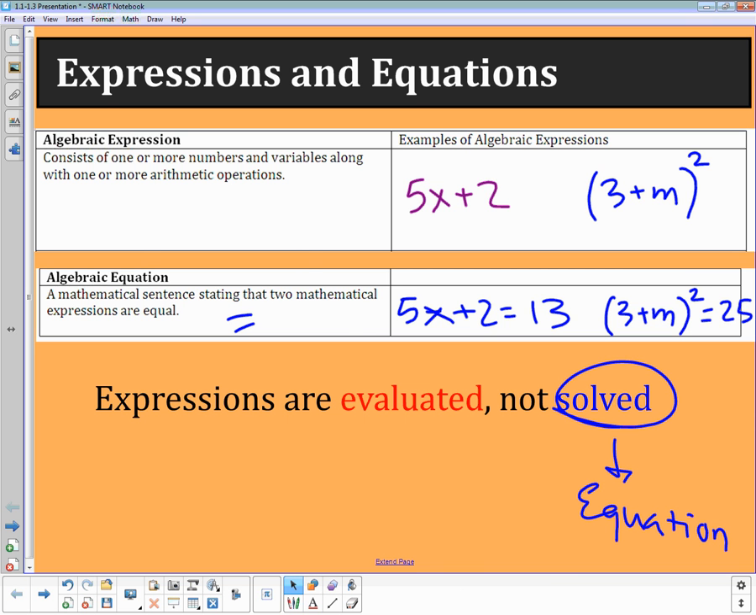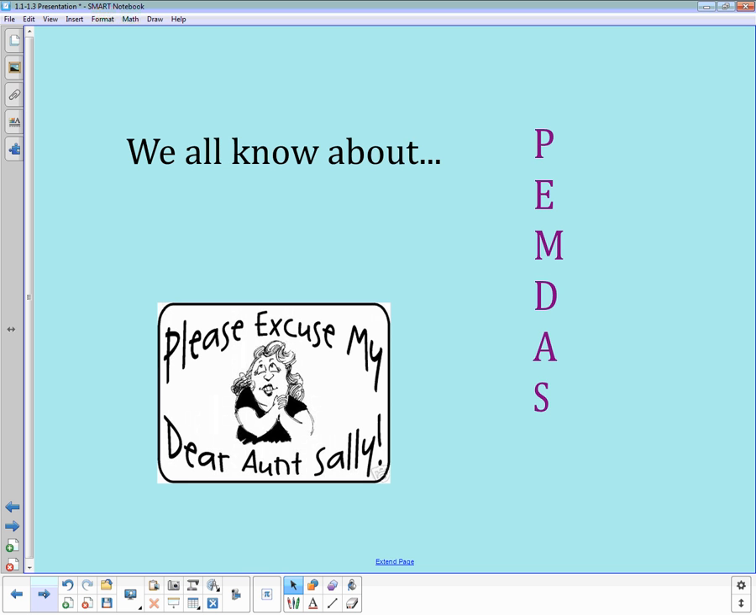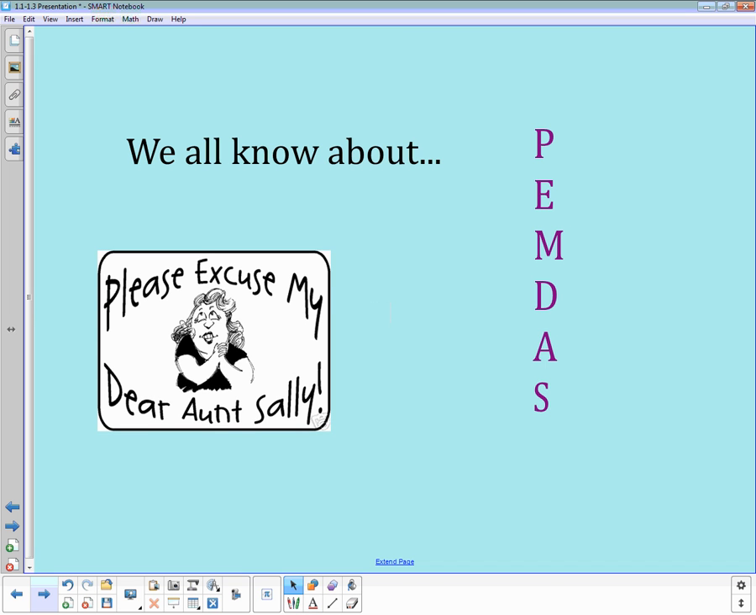So let's just take a look at our order of operations here. We all know about PEMDAS. We've heard of PEMDAS before. One thing that we really need to be careful about is that we keep these two together and these two together. Parentheses, exponents, multiplication and division are together from left to right. Addition and subtraction are together from left to right.